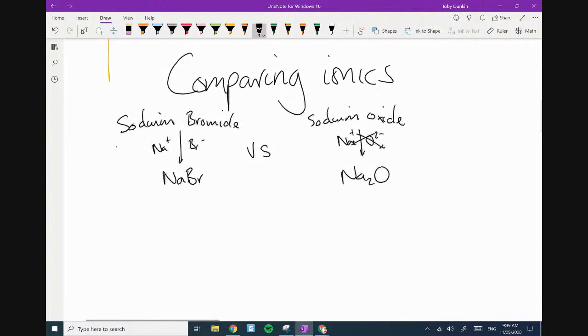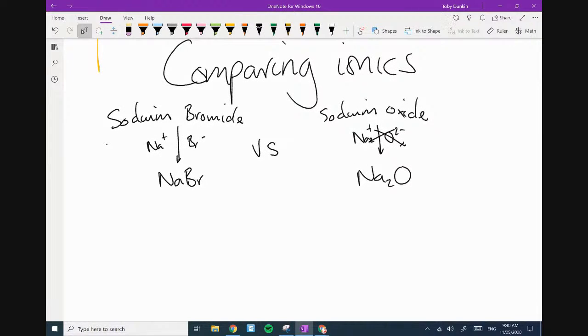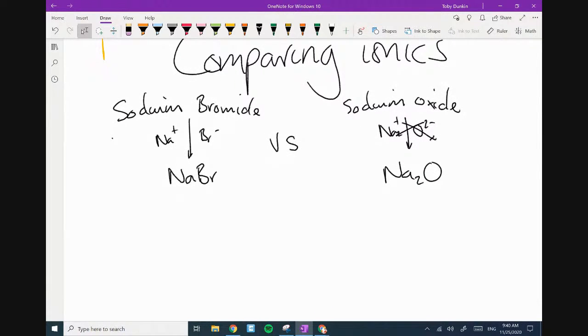So here's the question I'm going to put on the classroom. It's going to be very interesting to see if anyone can do this automatically. Would anyone like to guess on the chat which of these would have the highest melting point? Is there even going to be a difference? They're both going to be high because they're both ionic. But which is going to be higher? I wonder if anyone has an instinct.